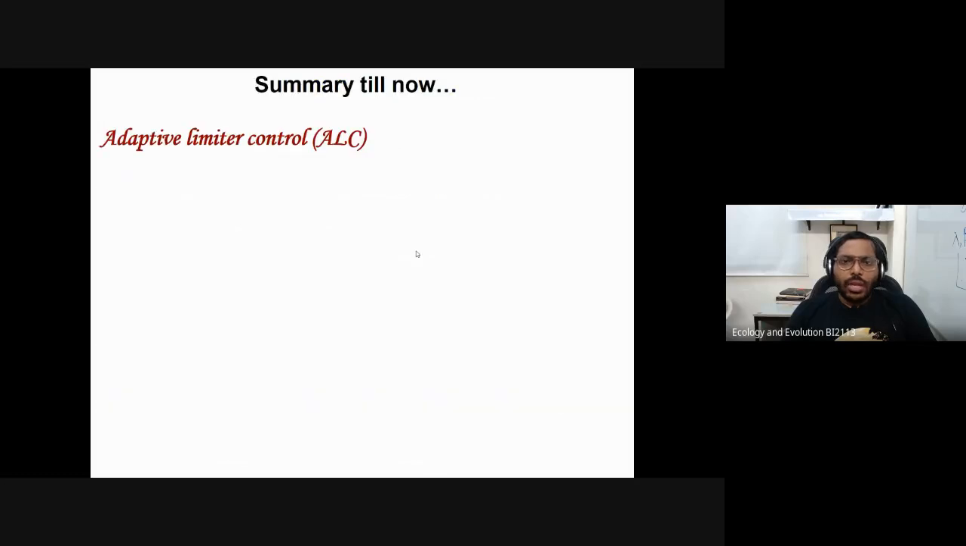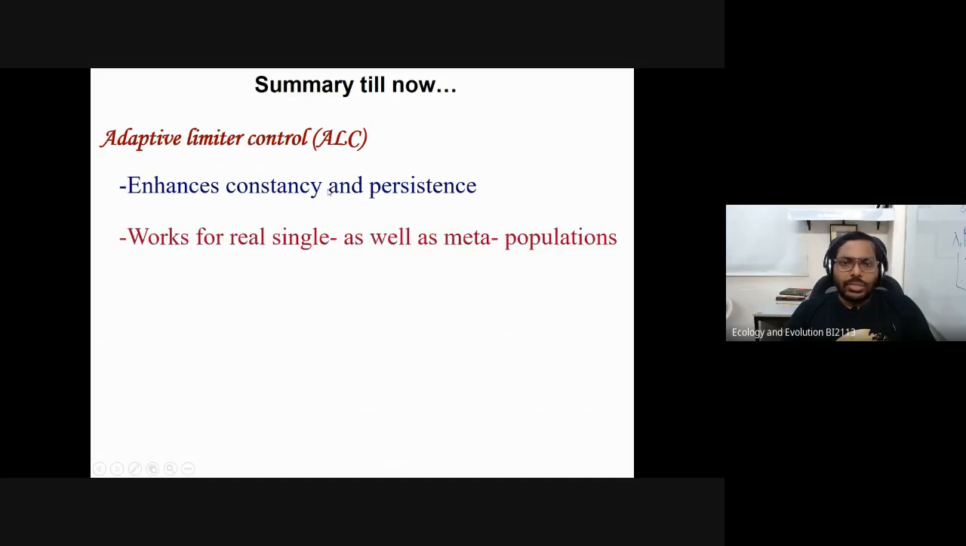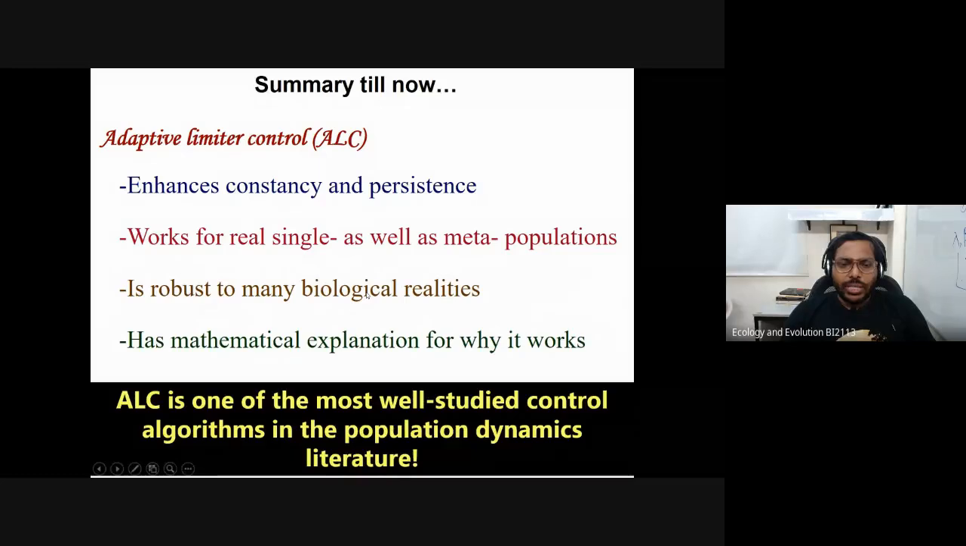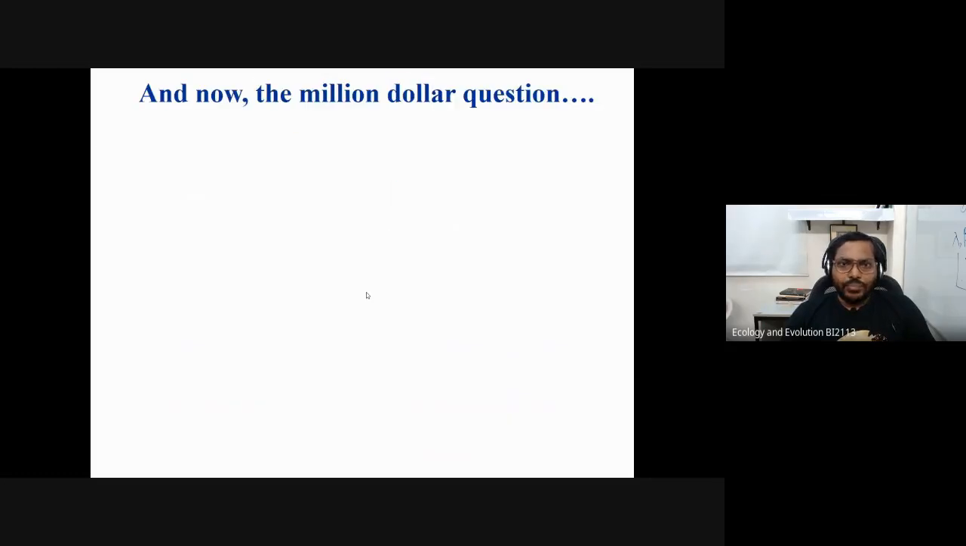So till now, what we have seen is that this adaptive limiter control method enhances both constancy and persistence, works for both single as well as spatially structured populations, and is robust to several kinds of biological realities. Most importantly, it has a solid mathematical explanation for why it works. And between those guys and us, we have made ALC one of the most well-studied control algorithms in the whole population dynamics literature.